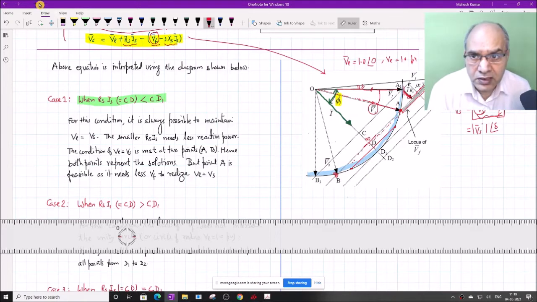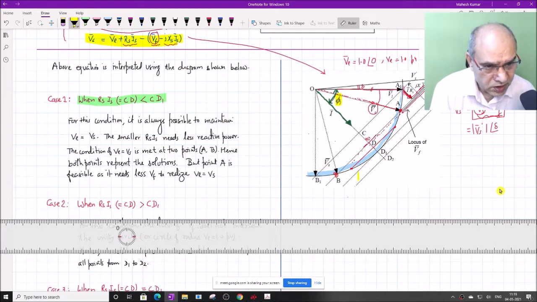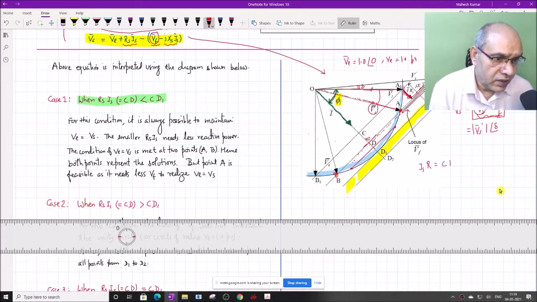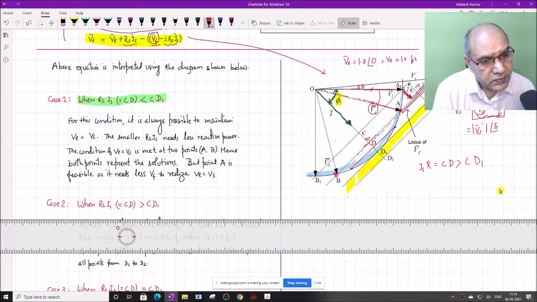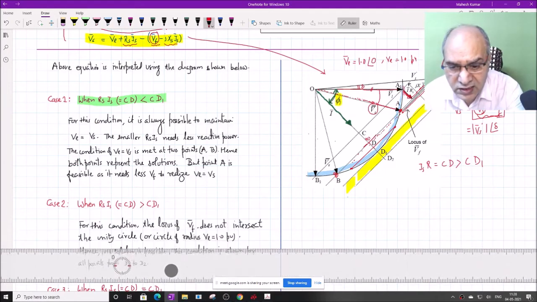So then we take this region, the region where IsRs, equal to CD, is greater than CD1. So you see, for this reason, the locus of BF does not intersect the circle, and hence it does not represent any solution. It basically means that no solution exists for this, and hence we cannot realize this scheme.